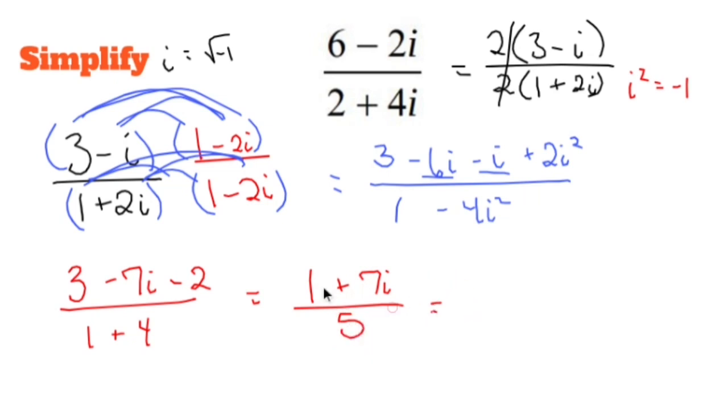And some teachers want you to split this up and say this is 1/5 minus 7 over 5i. So now it's in the appropriate imaginary complex form. But that's our guy. Now i, or a square root, is no longer in the denominator. Everything's the way it should be, and that's my answer.